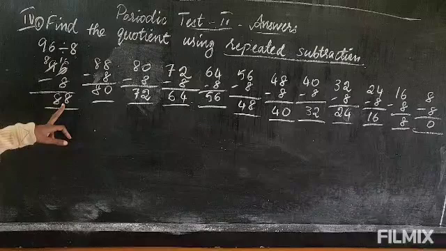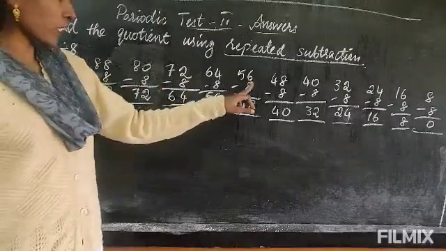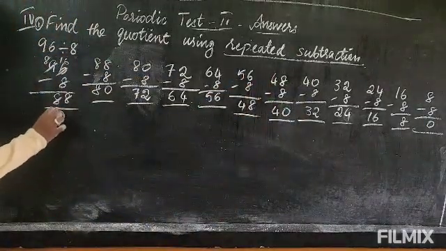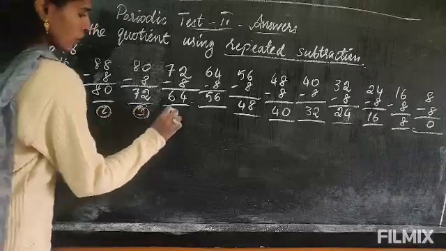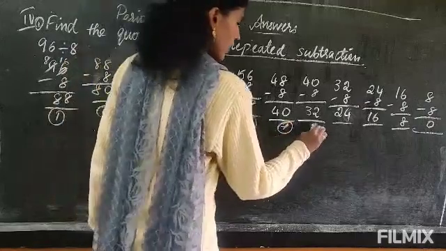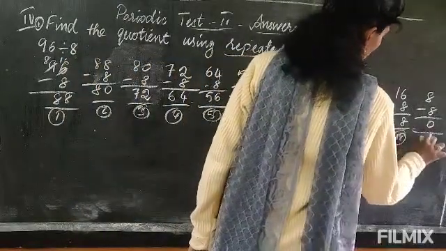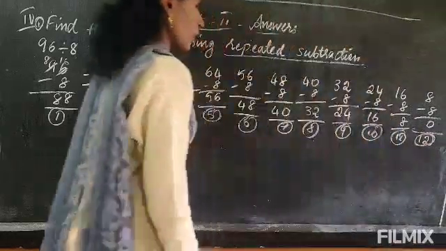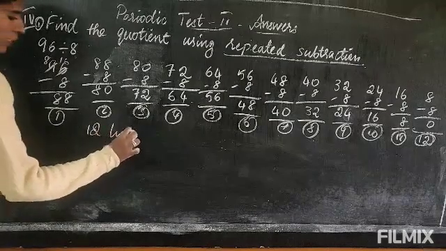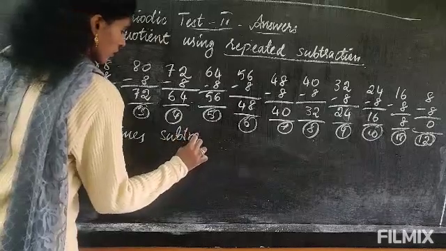From the answer that you are getting, from there you have to go on minus 8 till you get 0. So now how many times have you minus? 1, 2, 3, 4, 5, 6, 7, 8, 9, 10, 11, 12. So you have subtracted 12 times. So you have to write 12 times 8 is subtracted.